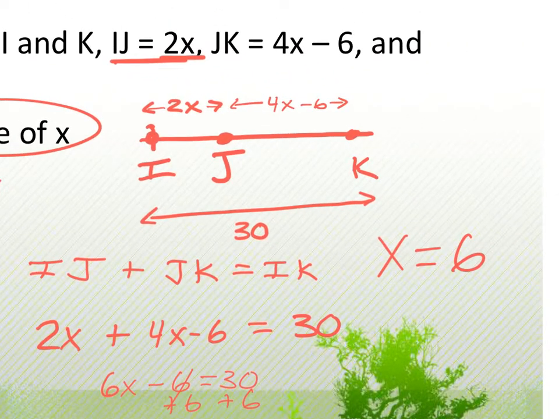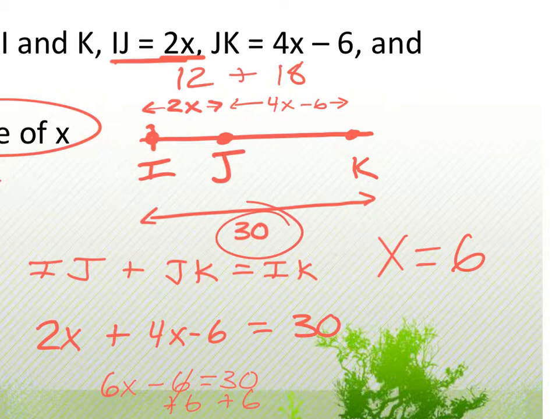And we already know how long IK is. They already told us that. So it better be true if we're checking this. You said 12 and 18. If I add 12 and 18 together, I better get 30. And sure enough, I do. So that is the segment addition postulate.